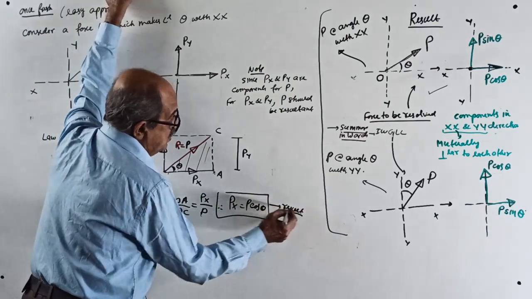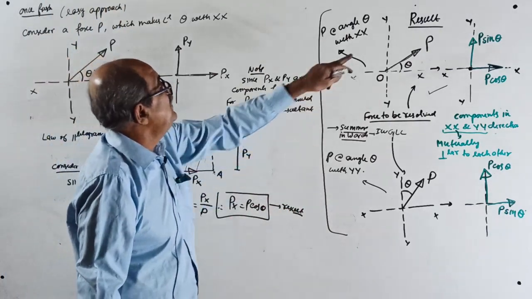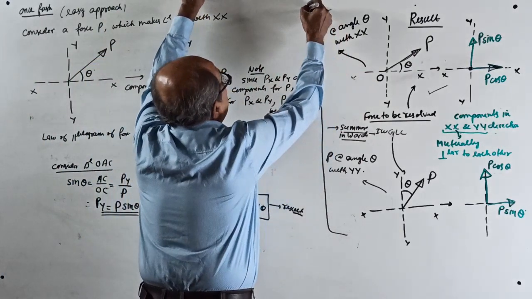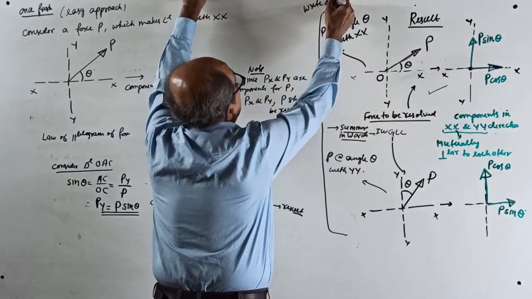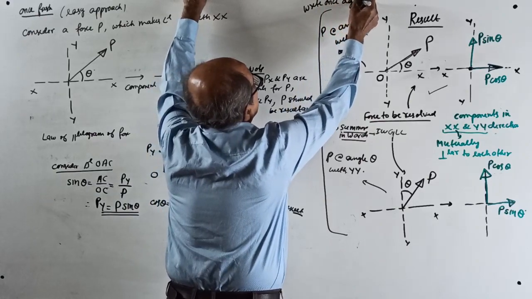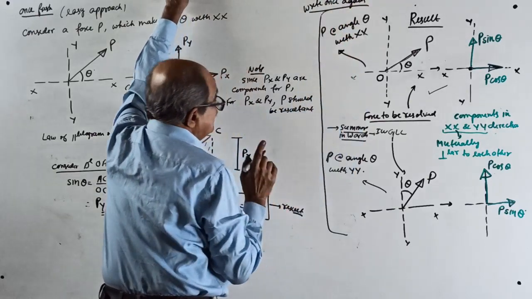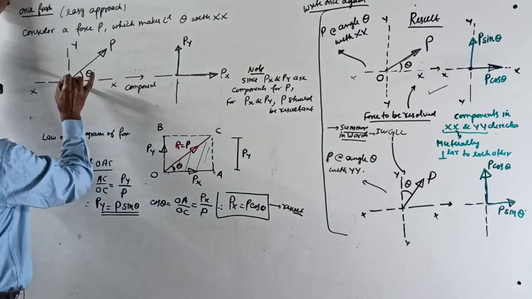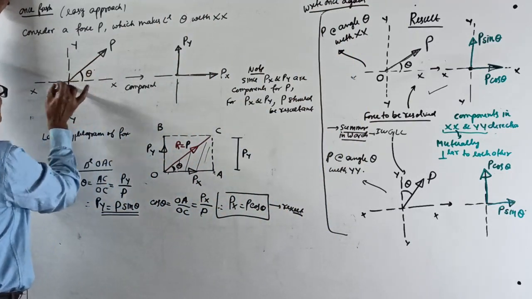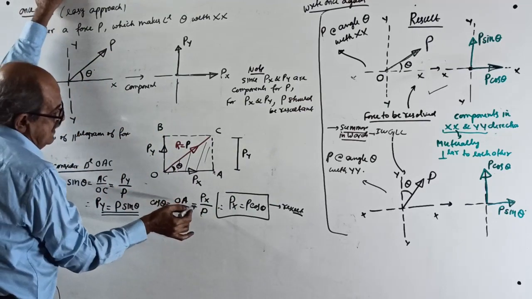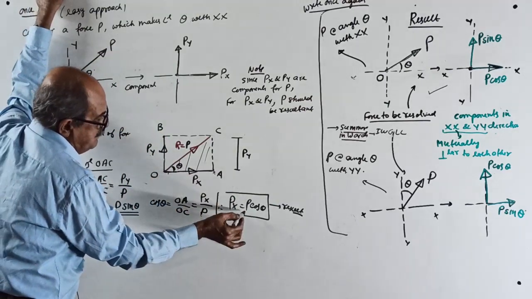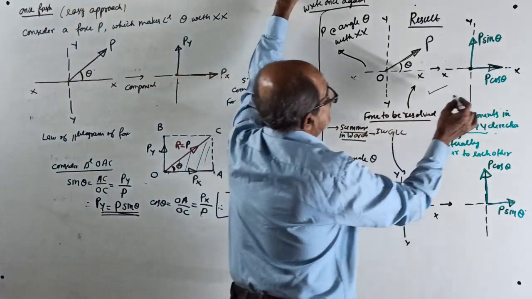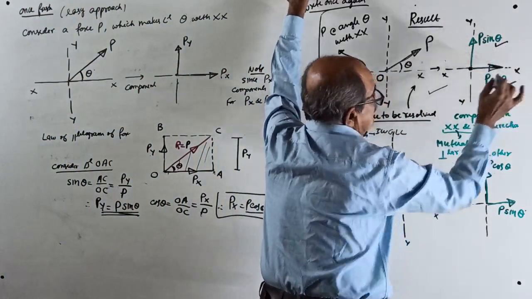Now, go to the result. See here, same result. You write once again. If you want to understand everything, write once again, little later. Therefore, you can tell if a force P is making an angle theta with the xx line, then your x component will be P cos theta, y component equal to P sin theta.